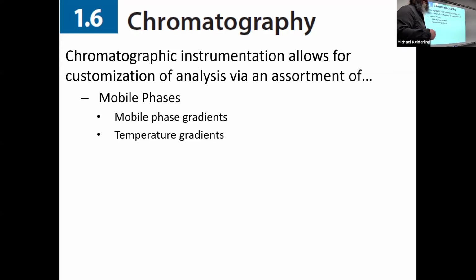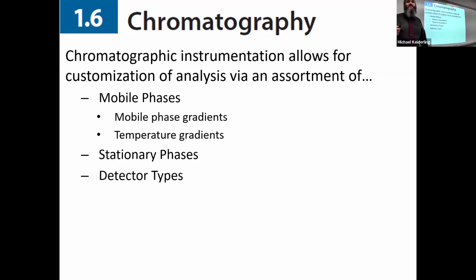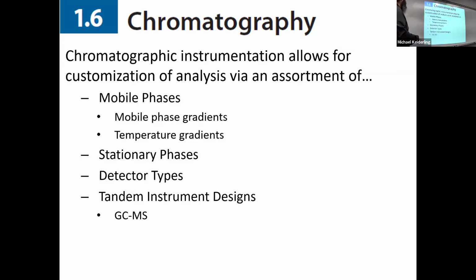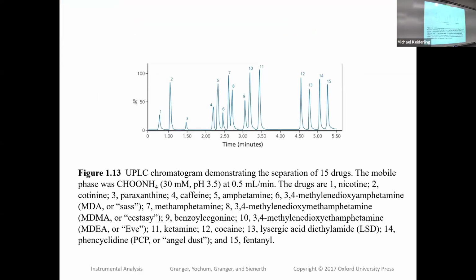Mobile phase gradients are used more in liquid. Temperature gradients are used in gas. You could have different stationary phases. You could have different detector types. You could have tandem instrument designs where you feed one instrument into another, like GC mass spec or GC FTIR, or liquid chromatography mass spec or liquid chromatography FTIR.